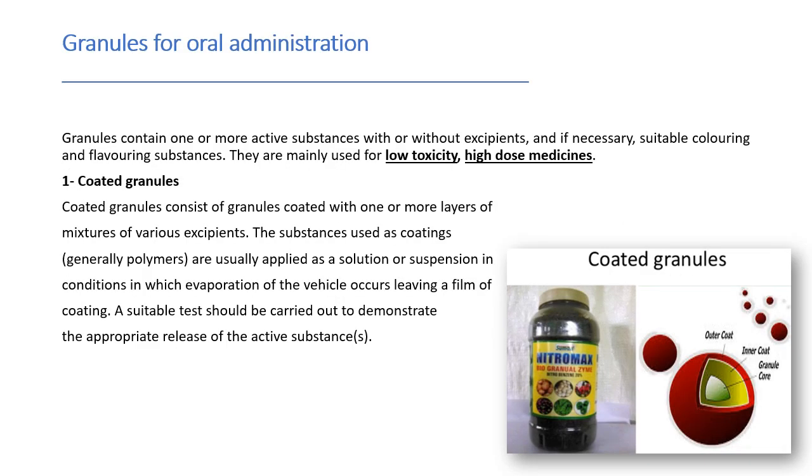Granules for oral administration are mainly used for low toxicity, high dose medicines. They might contain one or more active ingredients with or without excipients. These include coated granules, as you see here. This consists of a granule core coated with one or more layers of a mixture of various excipients. These coatings are mainly polymers, and these are applied as solution or suspension. Of course, the release of the active substances from these coated granules should be tested.